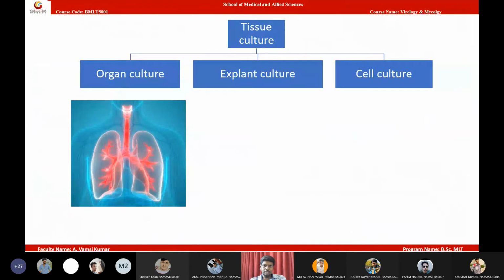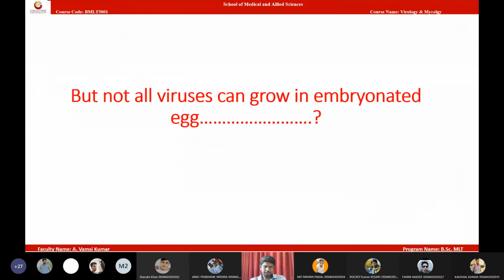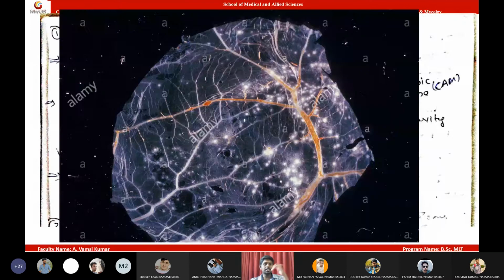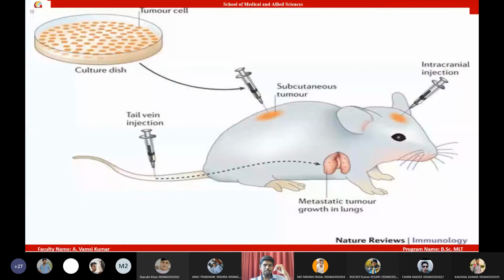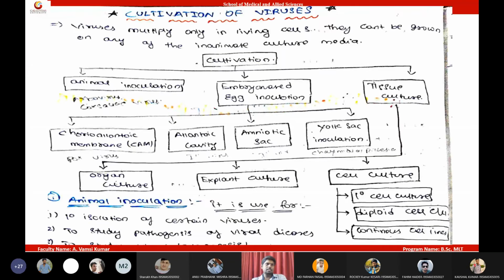Viruses can be cultivated by 3 methods. I will show you the complete classification. Viruses can be cultivated by animal inoculation, or by using embryonated egg cultures, or by using tissue culture.